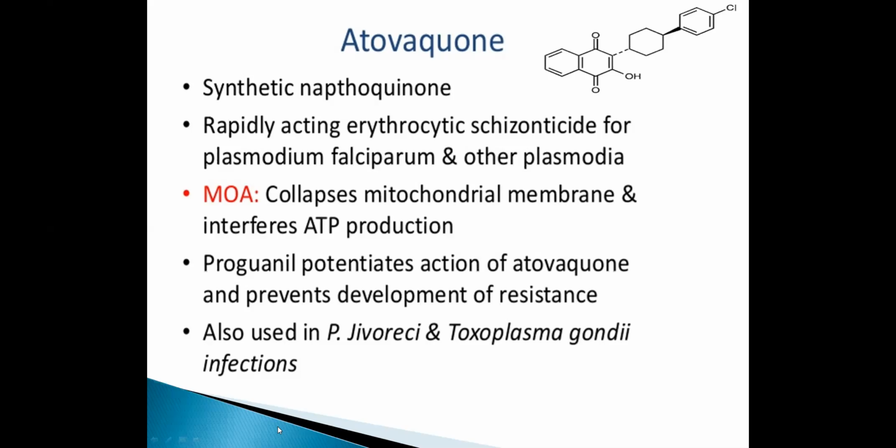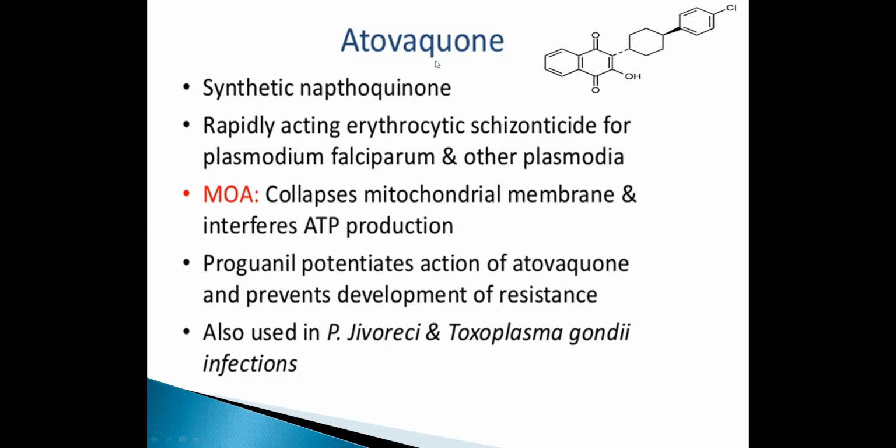How does it act? It acts rapidly as an erythrocytic schizonticide for Plasmodium falciparum and other species. The mechanism of action is that it collapses the mitochondrial function, so it will destroy the mitochondria. Similarly, these quinones have the ability to form free radicals, and so they attack your mitochondria. Mitochondria is the powerhouse of your cell, so this interferes with ATP production and decreases energy production and thus causes cell death.